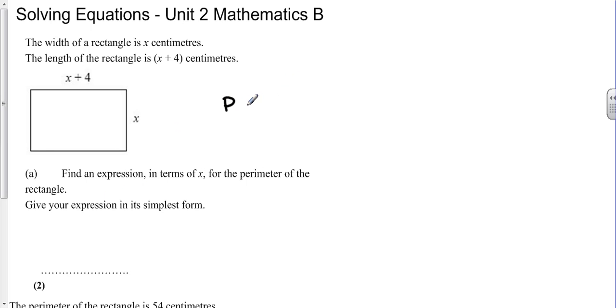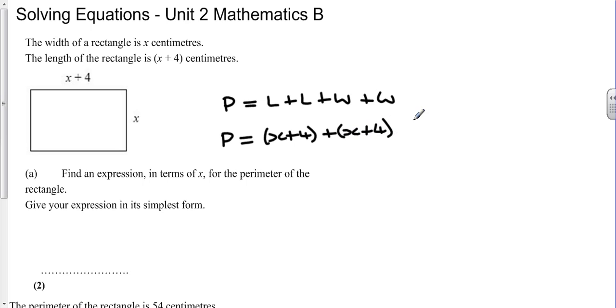Now, the perimeter is basically the length plus the width plus the length plus the width. So if we apply that to our particular problem, we're going to end up with x plus 4 plus x plus 4, two lengths, plus x plus x. If we simplify that, we've got x plus x plus x plus x. Well, there are 4 of them. And the two numbers, 4 plus 4, which is 8. We can't simplify it any further, so the answer to that particular question is 4x plus 8.